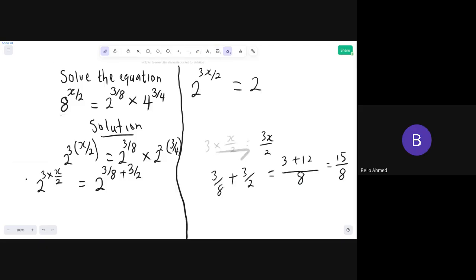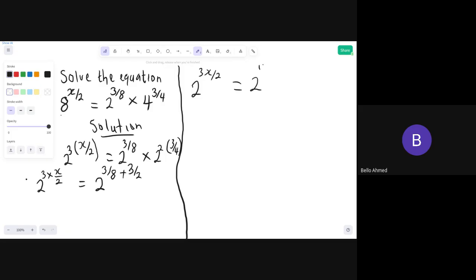Don't forget our power will be 15 over 8 for this side. So I'm going to have 15 over 8 here. Once I have the 15 over 8, the next thing I'm going to do is look at the base now. The base at this left hand side is 2. The base at the right hand side is 2. And they are single bases, not that you are adding, subtracting or multiplying anything. So please, because the bases are the same now, equate the power.